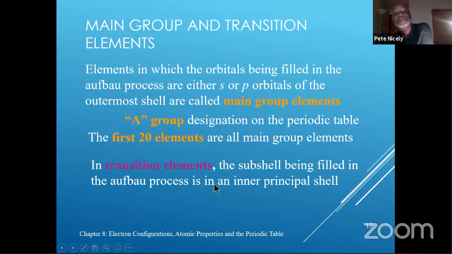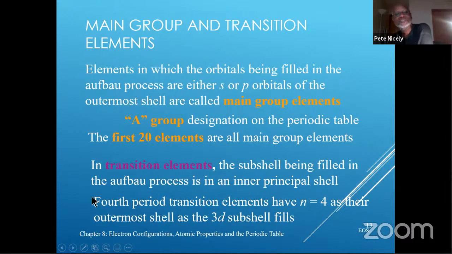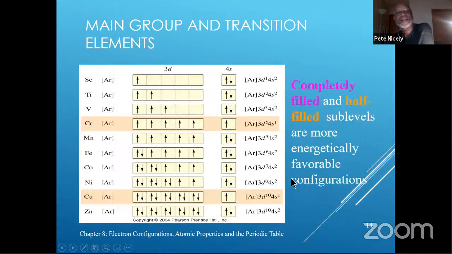And then we have what we call the transition elements, where as you go from one element to the next, the electron is added to an inner principal shell. All right, we're going to see how that works out. So for example, if you look at the fourth period of the transition elements, the n equals 4 shell is the highest energy shell, but the electrons are added to the 3d subshells. And we're going to see why that is so here, all right?